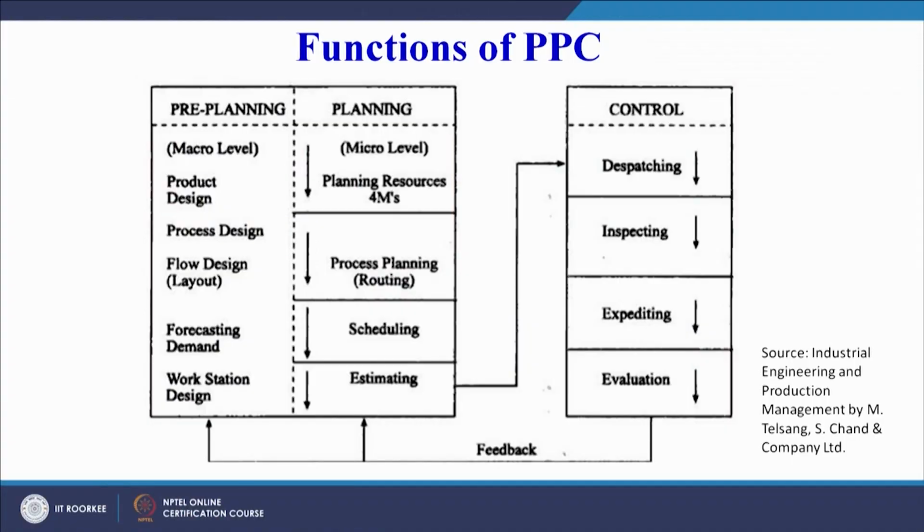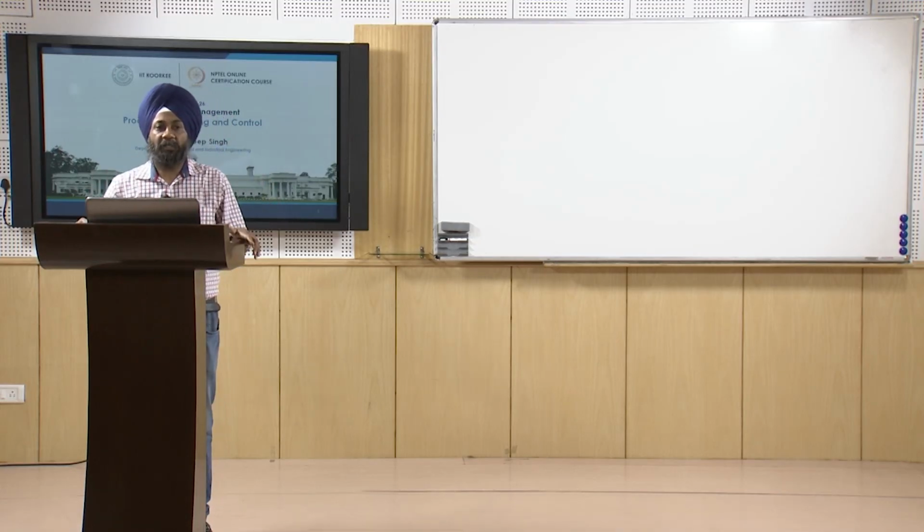So I think this diagram is very important from the point of view of putting the different beads that we are covering into a single thread and making a mala out of it. We have seen that all topics are interrelated. We have already covered product design, we have already covered forecasting, and we have already seen plant location and plant layout. So we know what we want to produce, how much we want to produce, and where it will be produced.